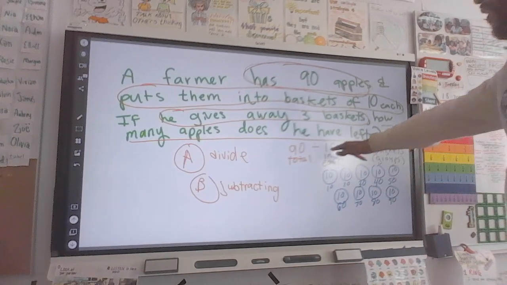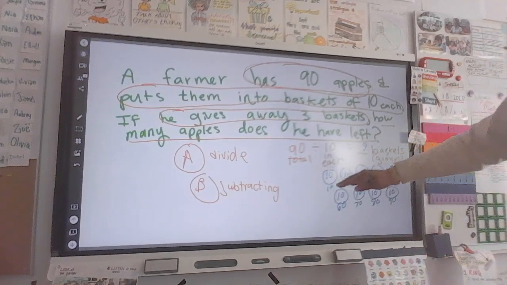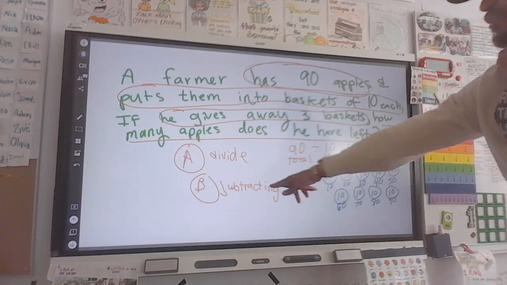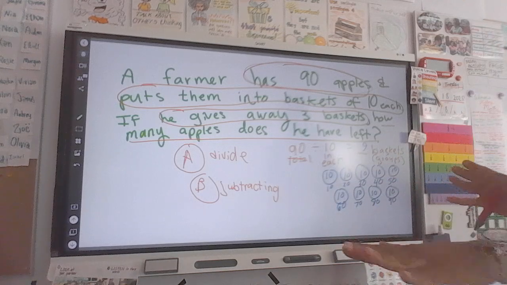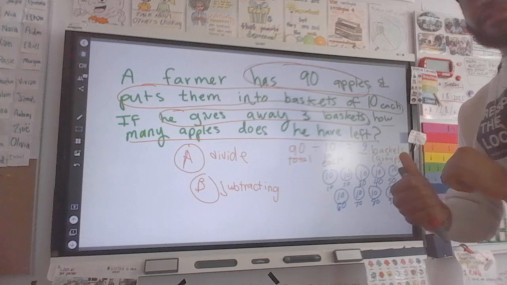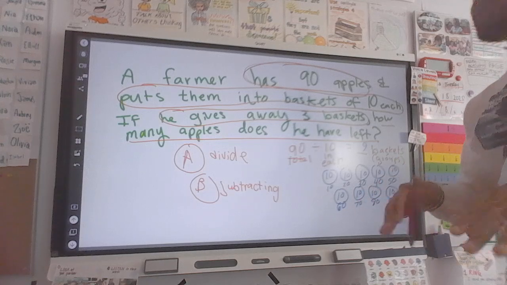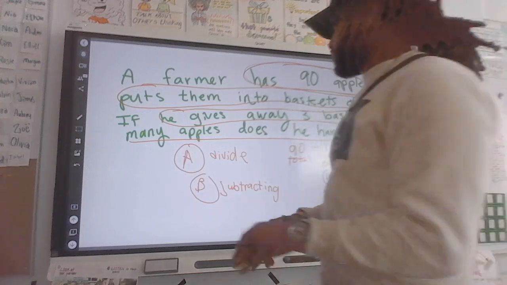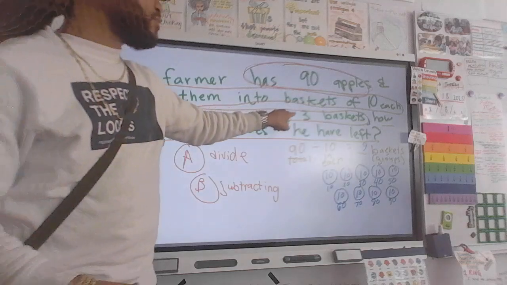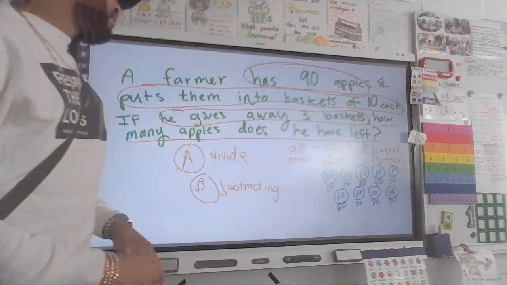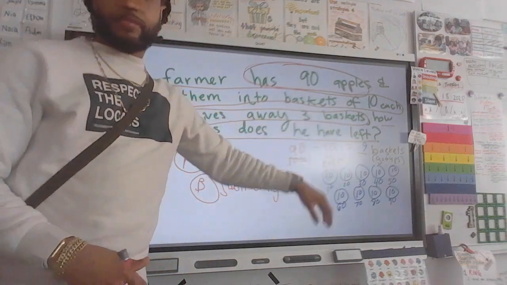Hopefully this was your step A. If not, make sure you get that down and see if you can figure out step B. You can pause, take a moment, we can continue. Cool. Step B. It says that he gives away 3 baskets. How many apples does he have left?